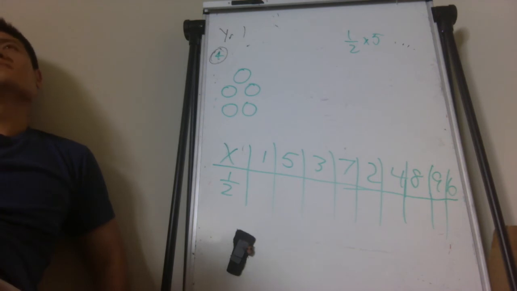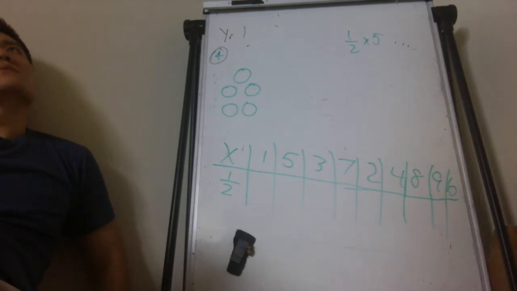You can cut 1 in each. Okay, you can cut 1. But there's 5. If you cut 5, it won't split to 2, right? So it's a little bit hard. And I think that this doesn't make sense a little bit.